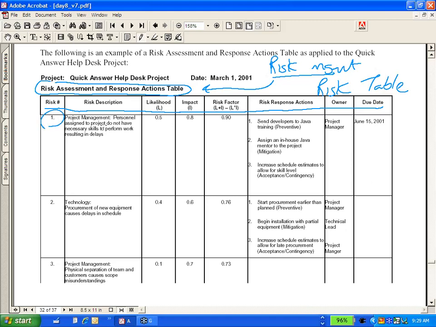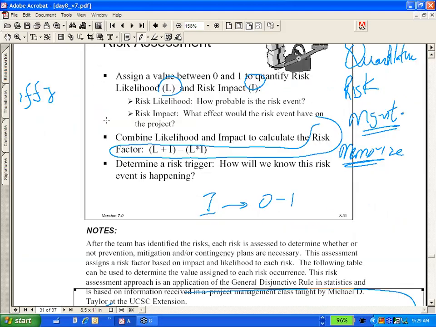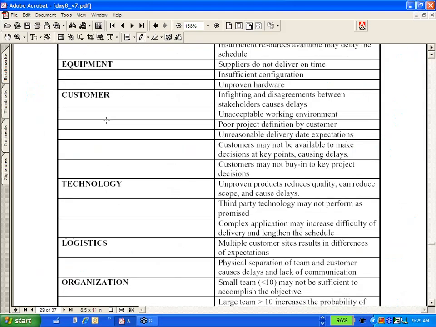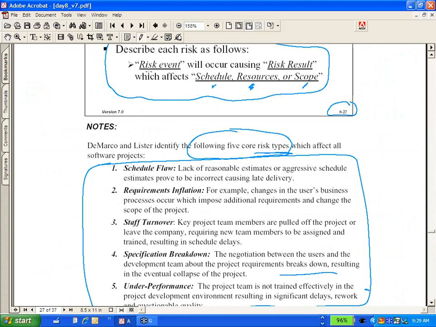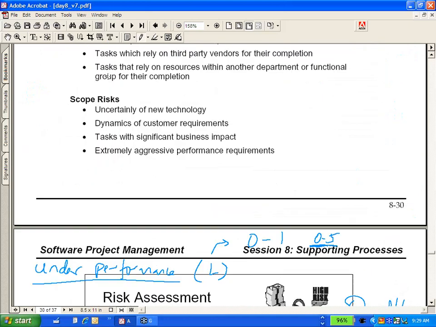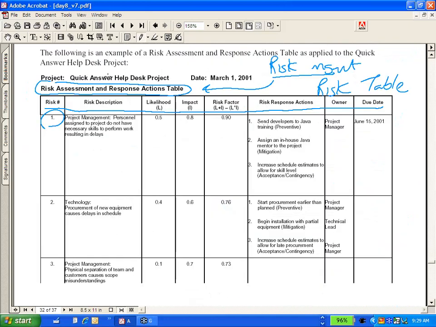Risk number, obvious. What is the risk? This is the risk that you should define using the format I gave on page 27: risk event will occur causing risk result, which affects schedule, resources, or scope. So now let's look at an actual risk on page 32. There you go: personnel assigned to project do not have necessary skills to perform work, resulting in delays.